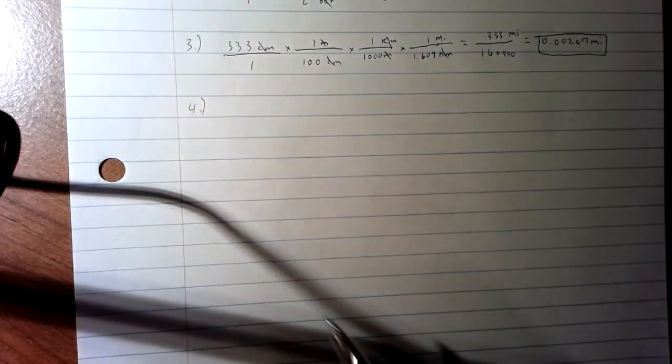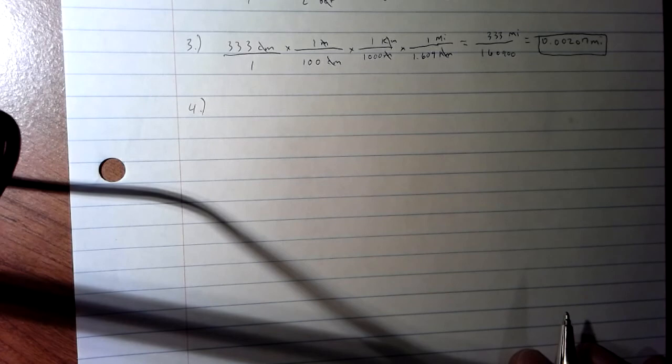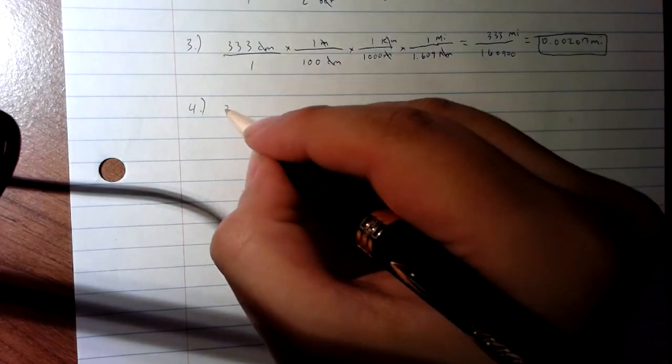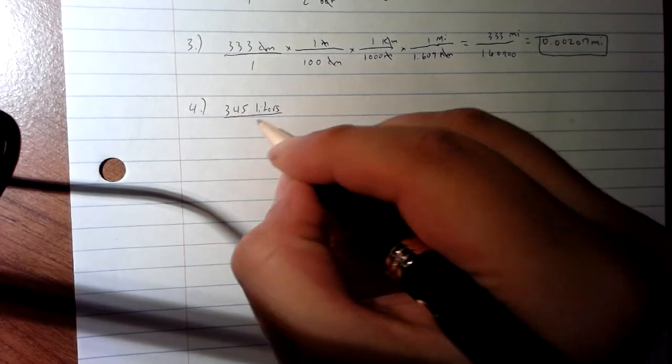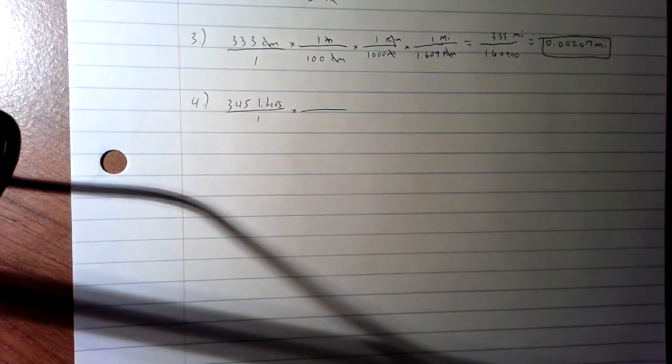Now let's try number 4. So we have 345 liters over 1 times bar. We're going to want to convert this into bushel.